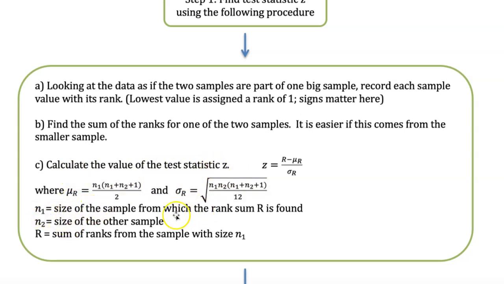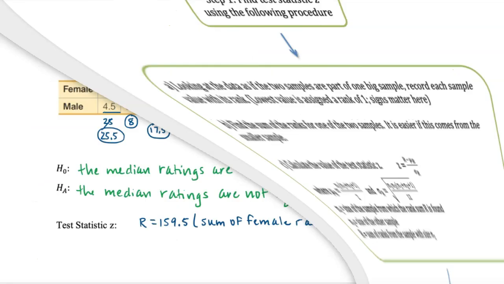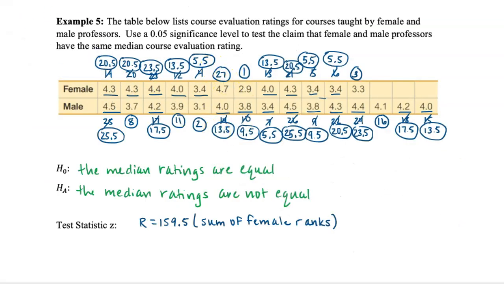N1 is the size of the sample from which the rank sum is found. Now we found this from sample 1, and so the size of the first sample, we actually calculated when we confirmed our ranking system here. And so the size of our first sample is going to be 12. And again, this is the female ranks. The size of the second sample is going to be 15, the size of the male ranks. All right.